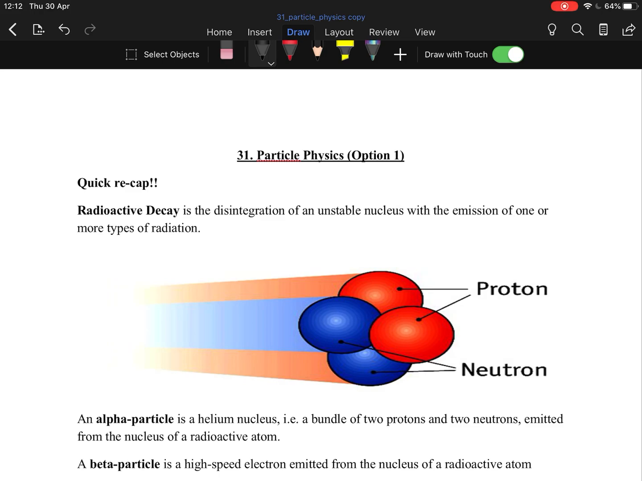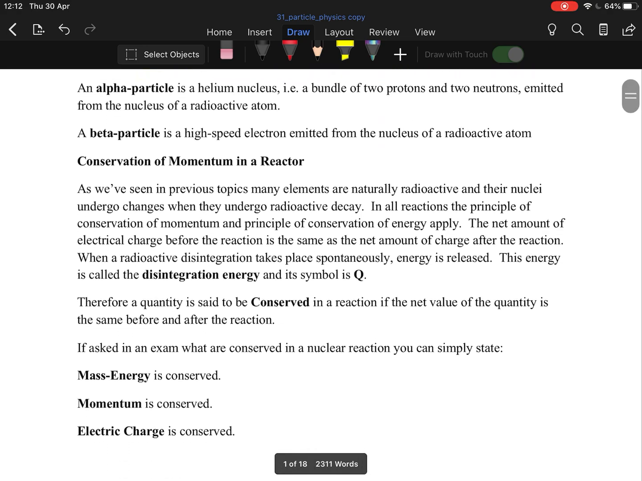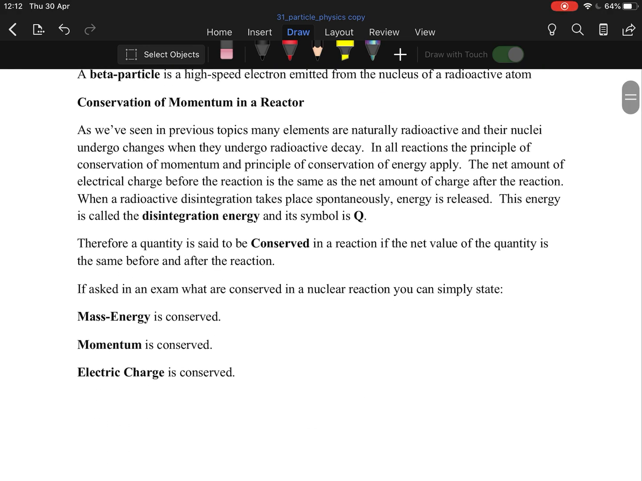As you've seen in the other videos, there's a quick recap at the start. I'm just going to skip over that, so go back over the videos. You should know this, just a recap for yourselves. So conservation of momentum in a reactor. As we've seen in previous topics, many elements are naturally radioactive and their nuclei undergo changes when they undergo radioactive decay.